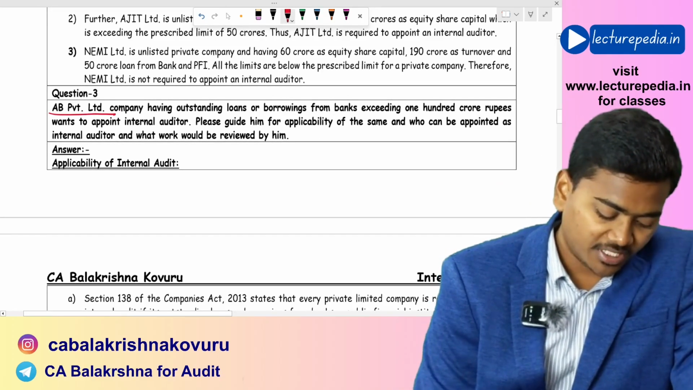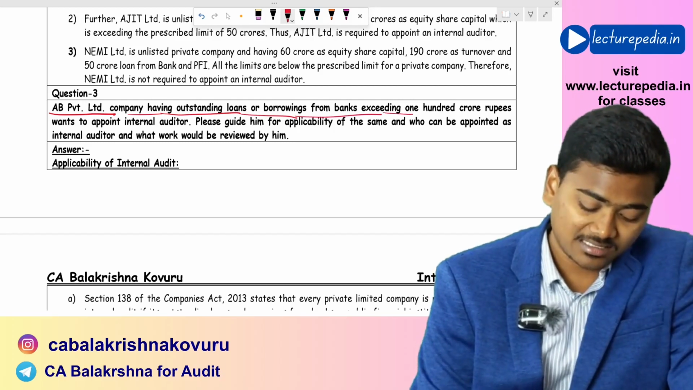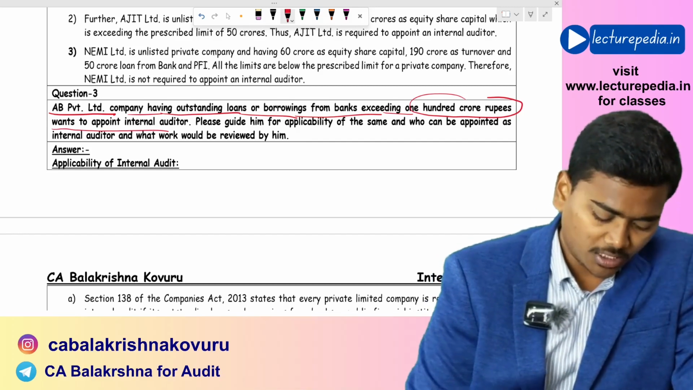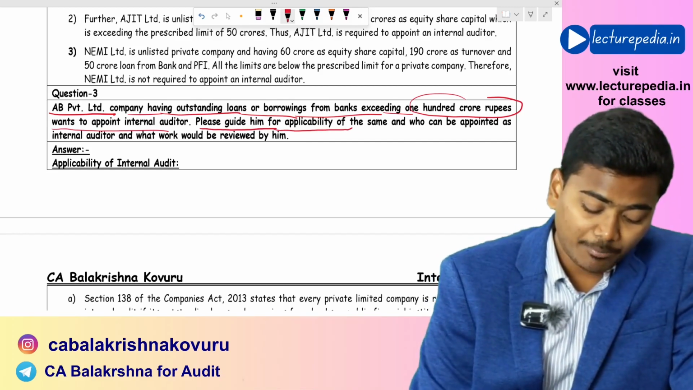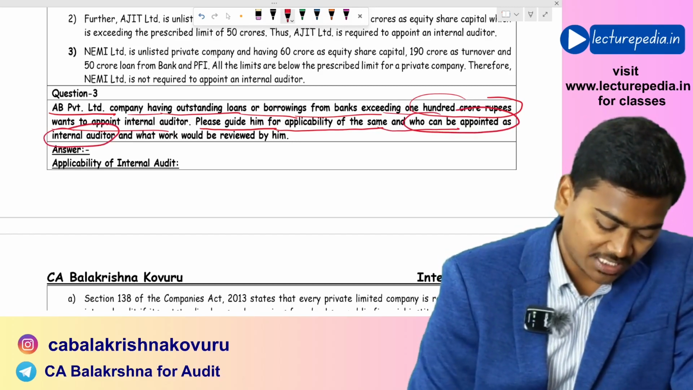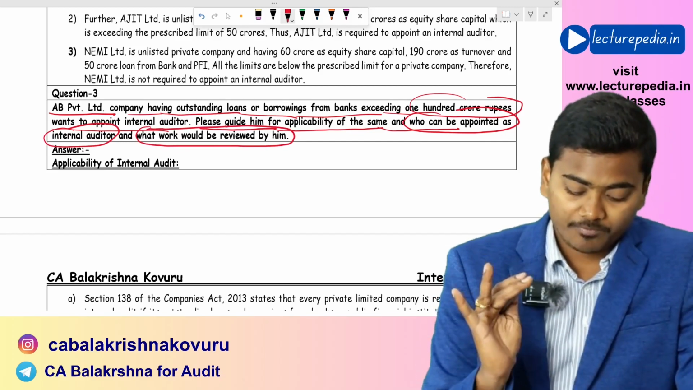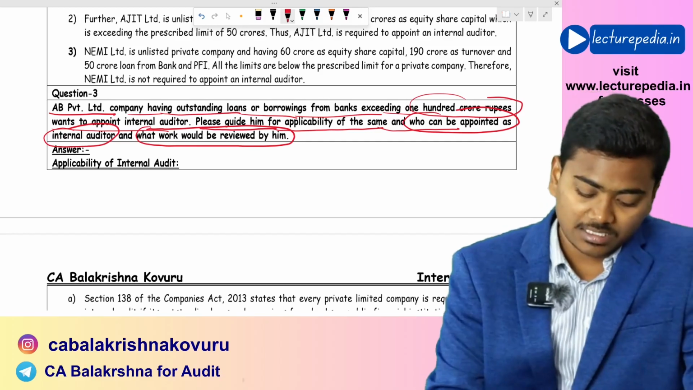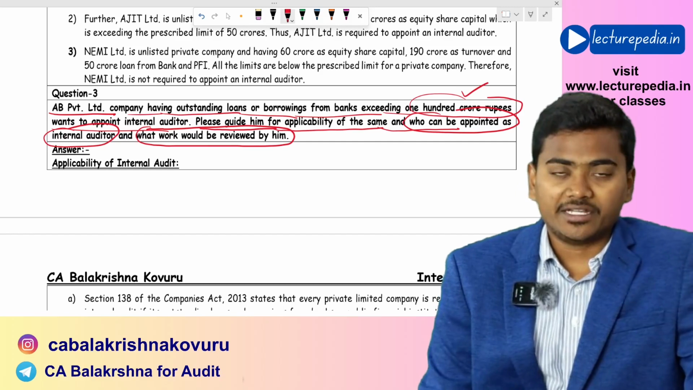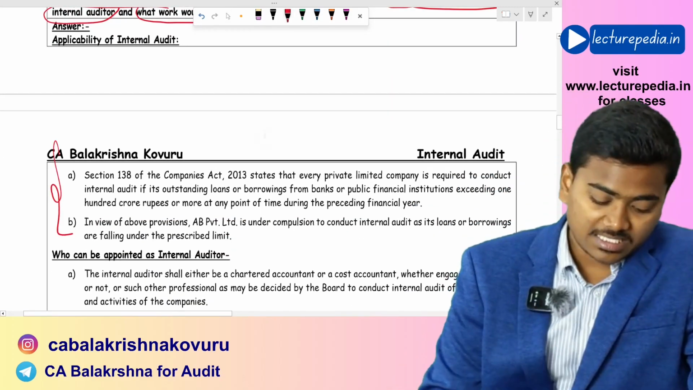Let us see. AB Private Limited company, having outstanding loans or borrowings from the banks exceeding 100 crore rupees, wants to appoint an internal auditor. Please guide him for applicability of the same, and who can be appointed as internal auditor and what work would be reviewed by him. First of all, the first question that they are asking: the borrowings are exceeding 100 crores, so internal audit is mandatory. That you can say. Answer to the first question gets completed.